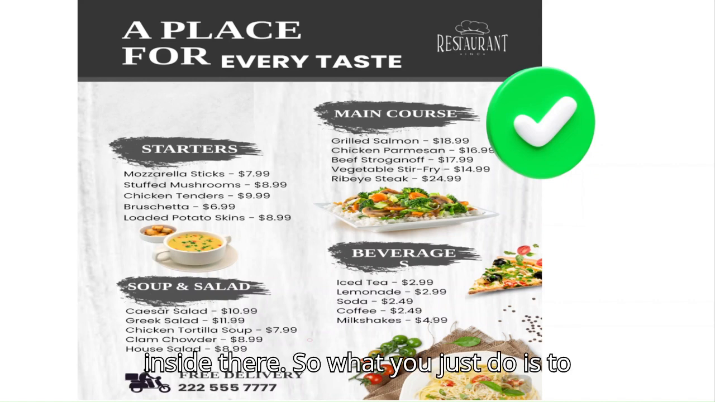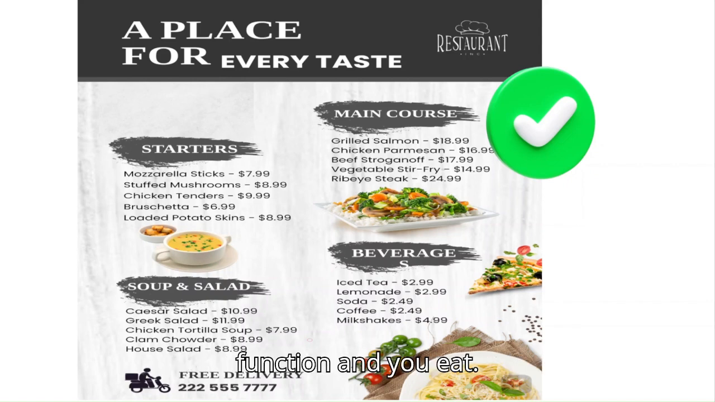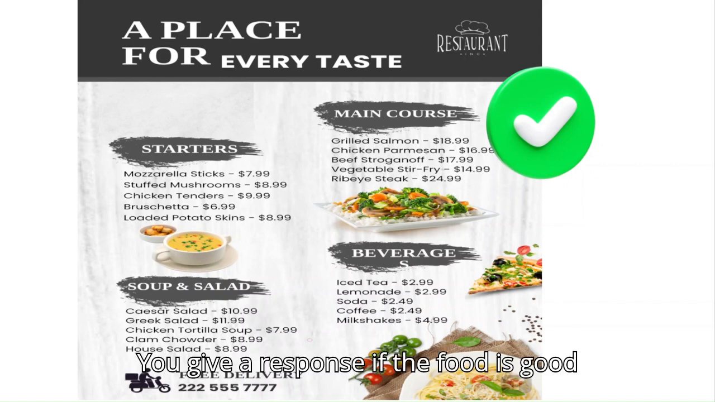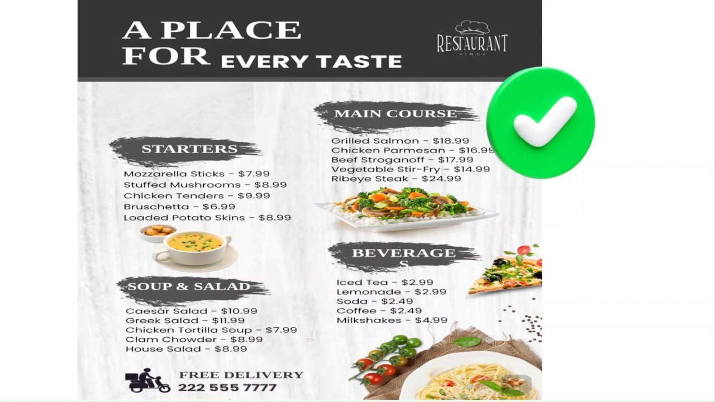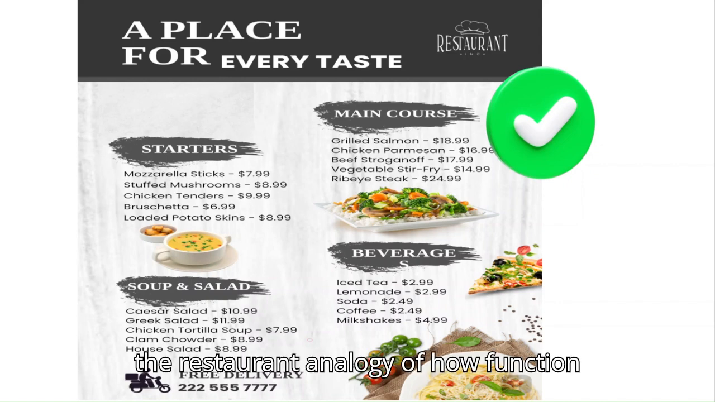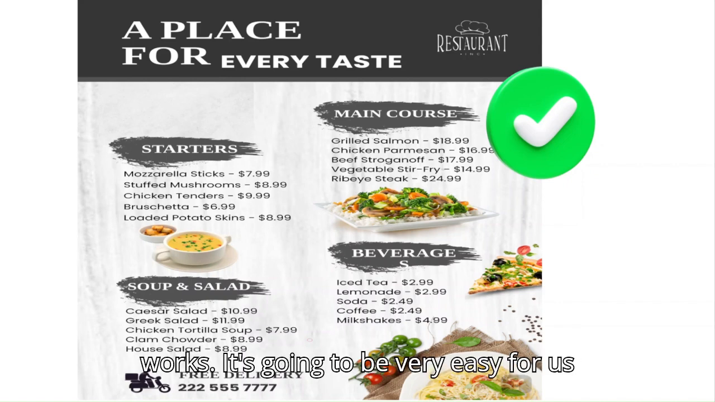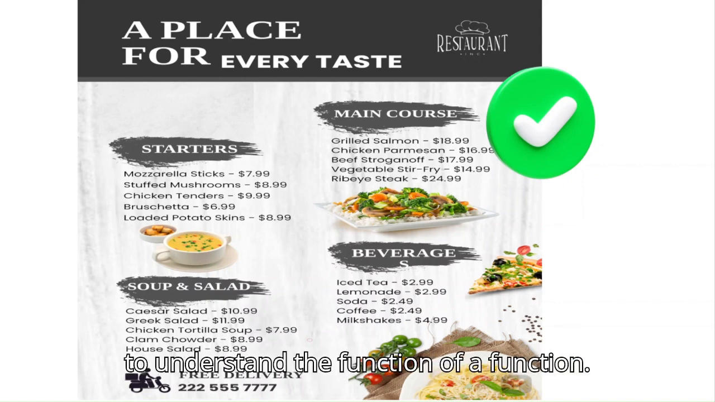So what you just do is to pick the food. Same way you call your function and you eat. The function performs a particular task. You give a response if the food is good or bad. That's how a function can also give a response. So this is a simple restaurant analogy of how a function works. It's going to be very easy for us to understand the function of a function.